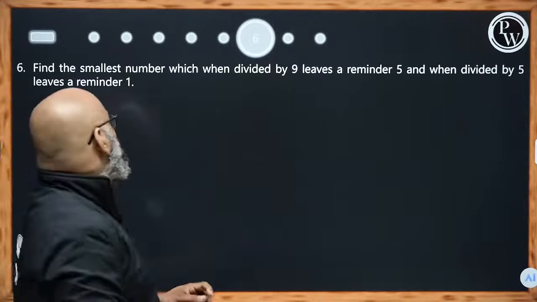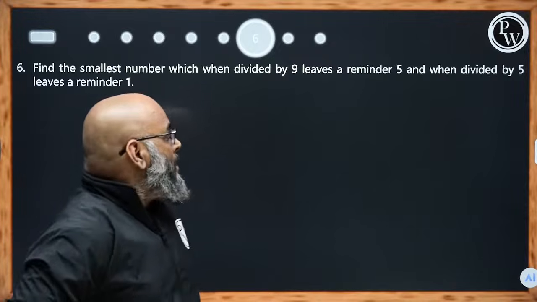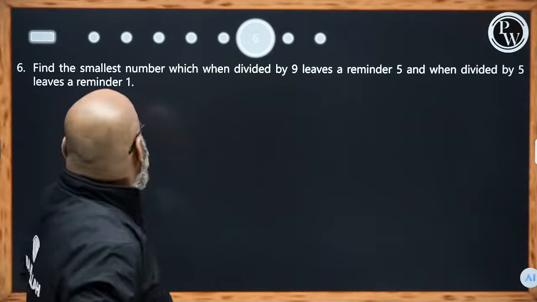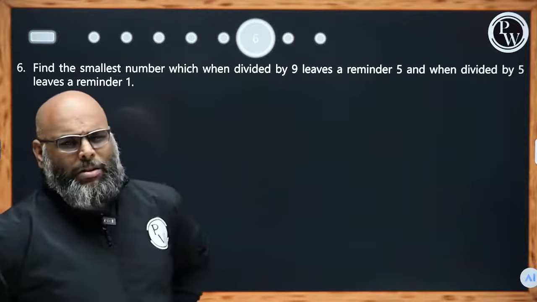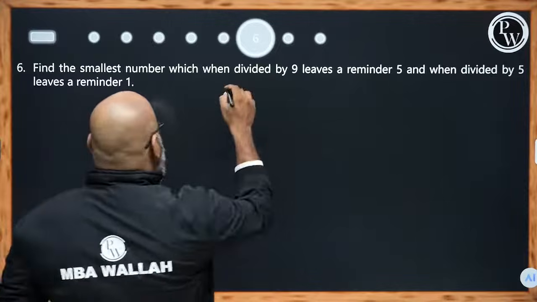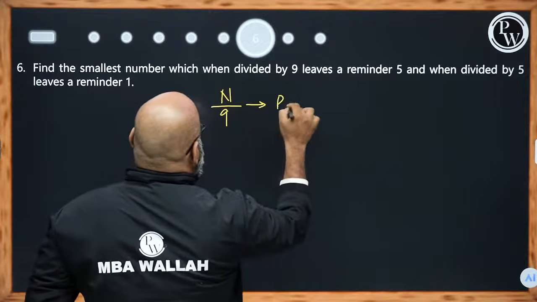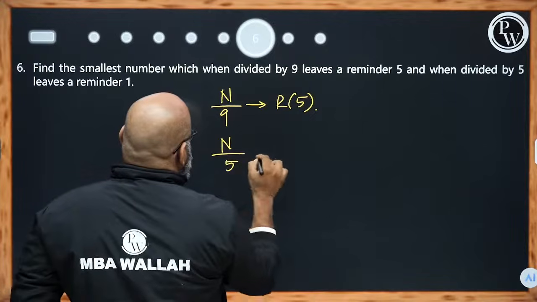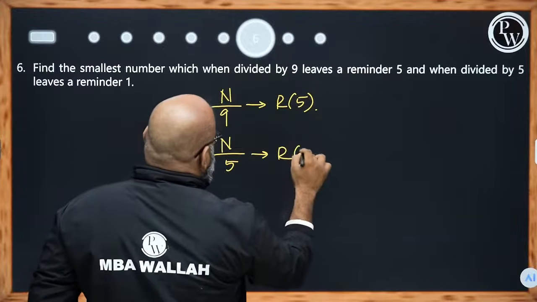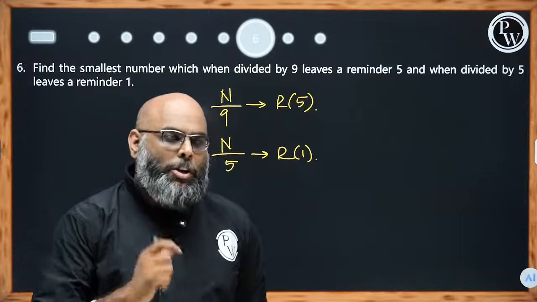Find the smallest number which when divided by 9 leaves a remainder 5, and when divided by 5 leaves a remainder 1. They are telling me there is some number; I divide it by 9, it gives me a remainder of 5. I divide that same number by 5, it gives me a remainder of 1. And they are asking me, what is the smallest such number?